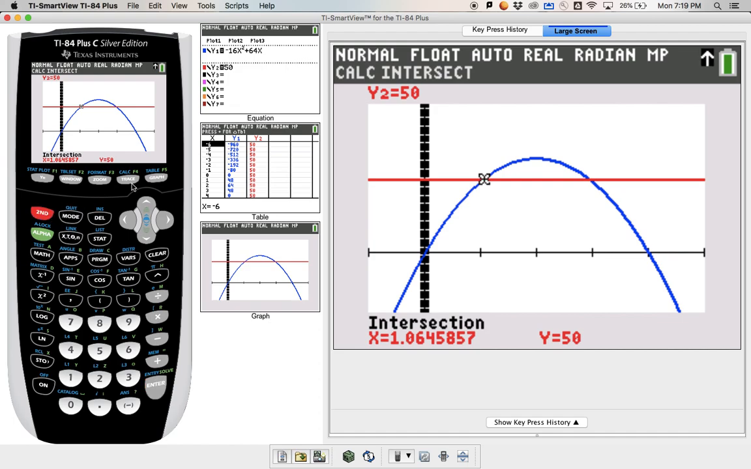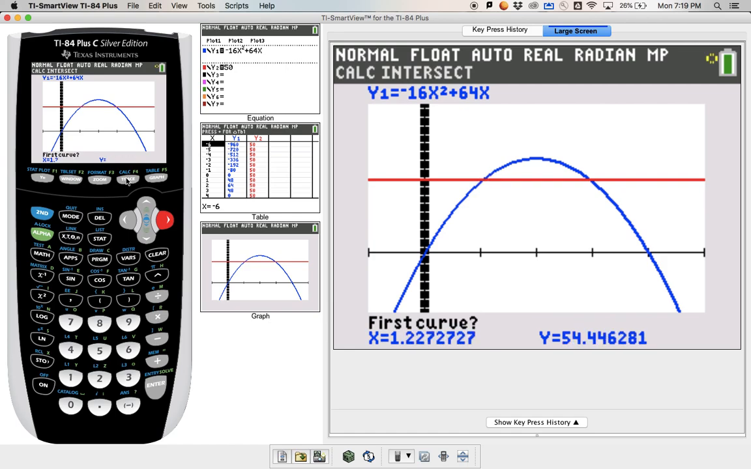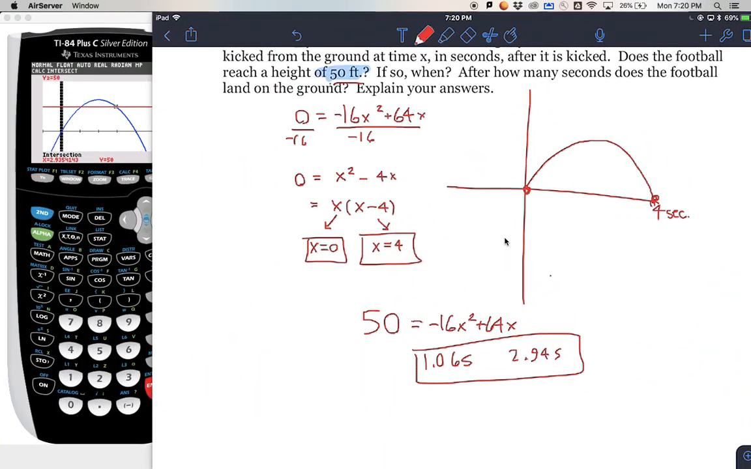Now if I want to find the other one, I'll hit second, trace, intersect. But this time I'll put it over at the right intersection. So enter, enter, enter. And then that'll be 2.94 seconds, I guess. Okay, and then those are 2 time values that it happens at. So we can fill the rest of that in here, at 1.06 seconds and then 2.94 seconds.